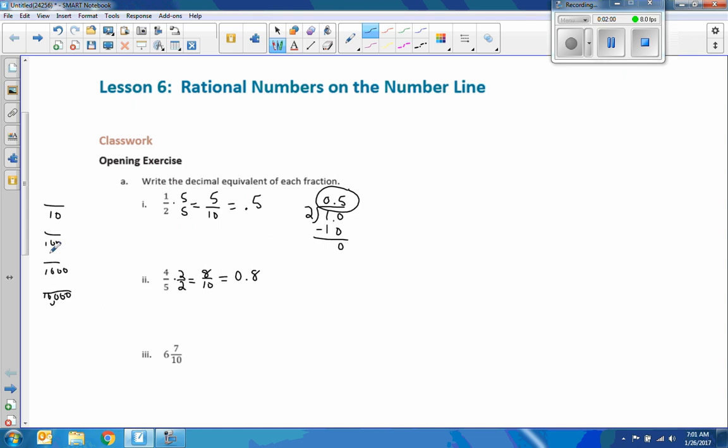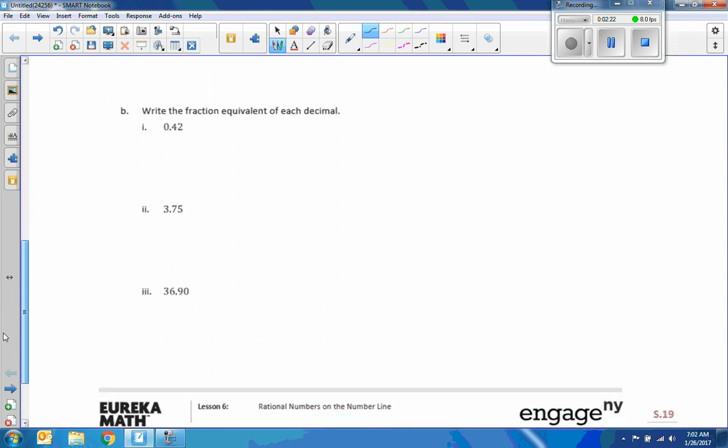Whenever we have a mixed number, like 6 and 7 tenths, that's a whole number and a fraction or decimal. So 6 will be in front of the decimal. And then we don't have to convert this because there's already a 10, 100, 1,000, 10,000 in the denominator. So I can just say 7 tenths, 6.7. Okay? Now we're going to go the other direction.